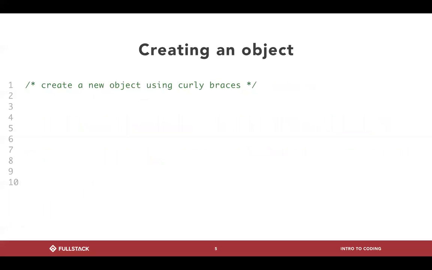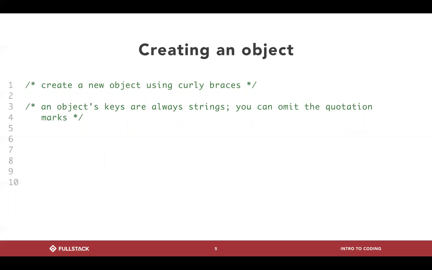Creating an object, we use the curly braces. An object's keys are always strings, so we don't have to write those quotation marks each time. When we're writing an object, we can just write the word as it is. So we're going to do the same thing here.